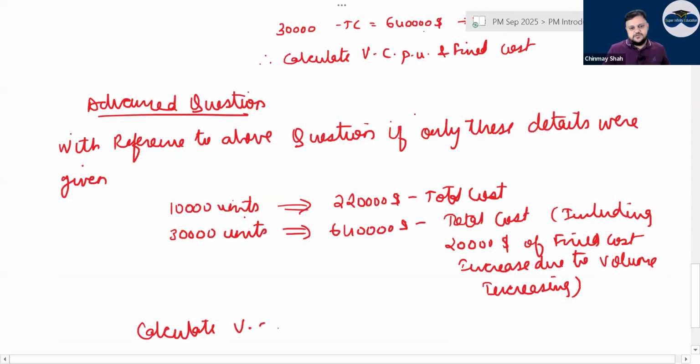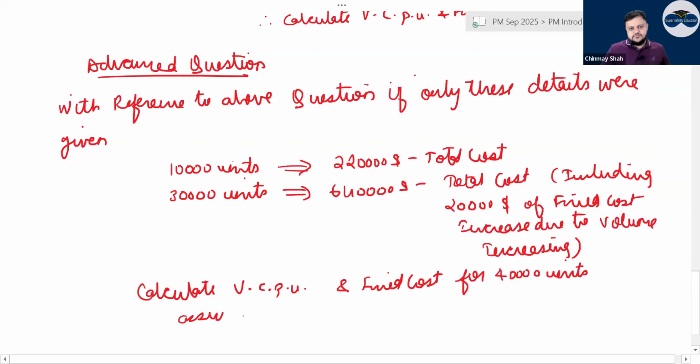Calculate variable cost per unit and fixed cost. For 40,000 units, let's do something like this. For 40,000 units, assuming fixed cost of 30,000 units will apply here. Correct? Come on.